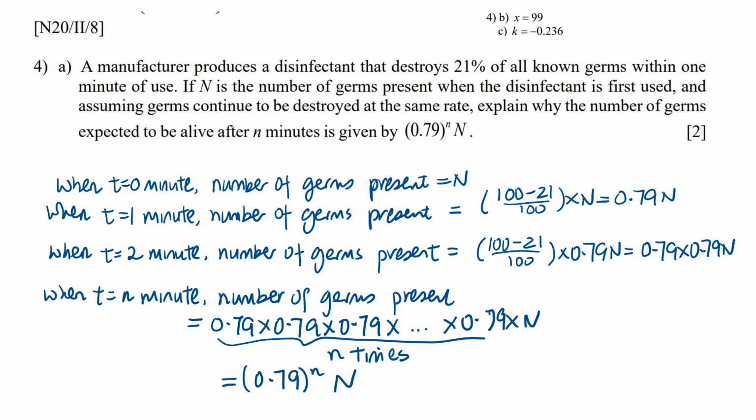And you will see that you will have 0.79 times 0.79 times 0.79, n times, and that will give you 0.79 to the power n times your original number of germs. And that will be the formula for you to find the number of germs expected to be alive after you use the disinfectant.